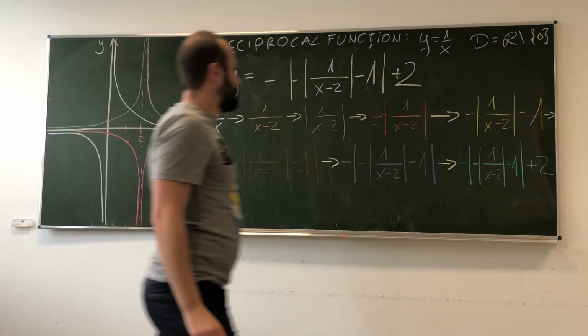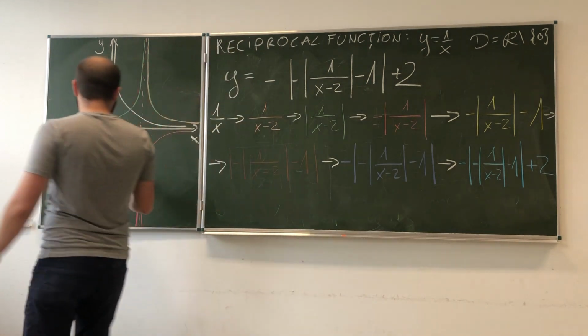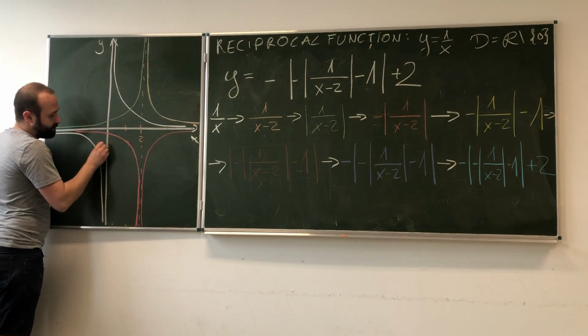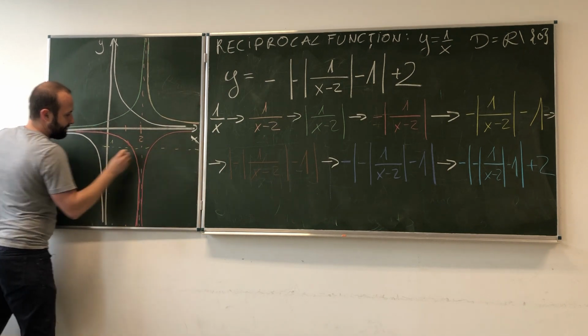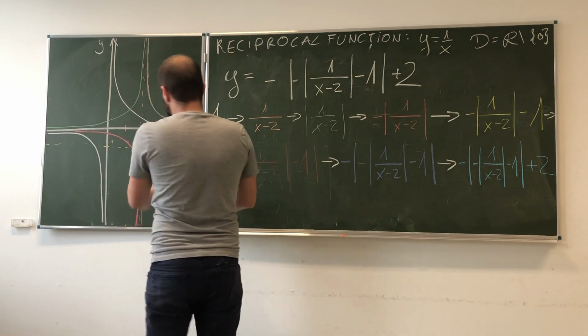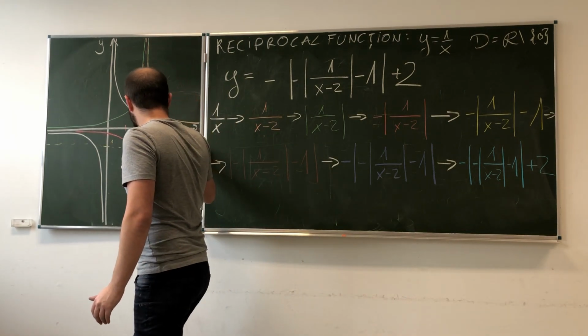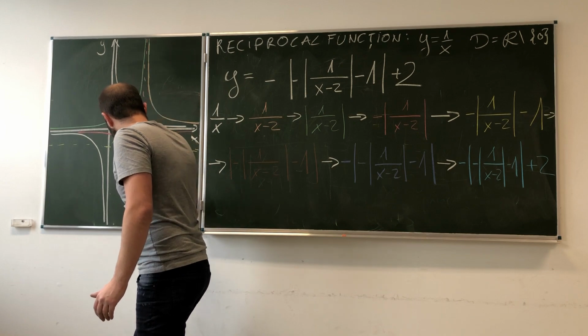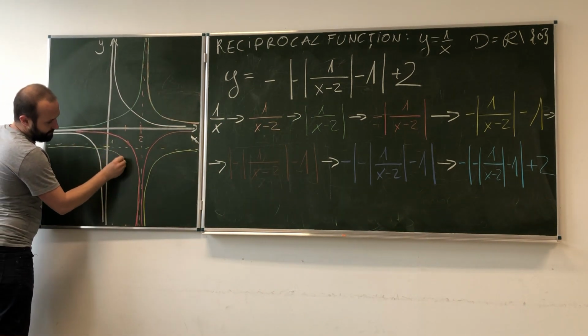Then our another transformation requires us to take this function and move it 1 unit down. Again, the easiest way to do it is by drawing an asymptote on 1 and moving and drawing the function as if those were the axes. So we will get like this and like this.